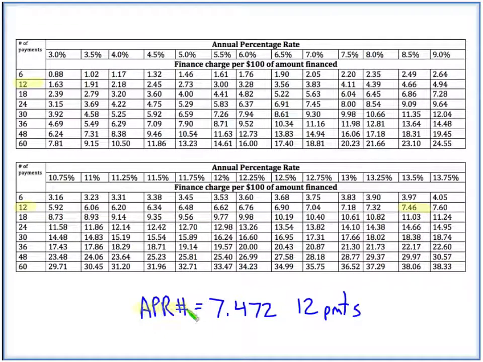Okay, so we identified our APR number, and to find our APR now, all we have to do is look up. So look all the way up, and then this right here is your APR. And we get an APR of 13.5%. Okay, so find that APR number, find it in the table in the row with the number of payments, and then look up to find your annual percentage rate.